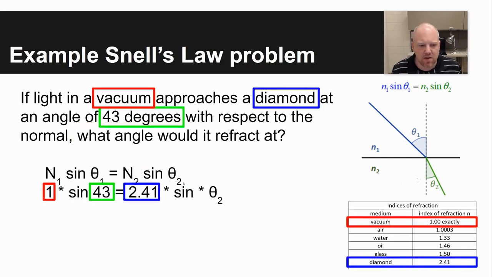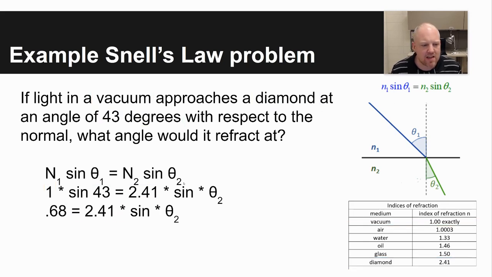To solve this problem, I've identified in this slide, so pause if you need to, all the different information that you're given in this problem, where it was in the problem, and how I plugged it into this equation. When I try to solve this, the first thing I'm going to do is type in a calculator 1 times sine 43. Make sure your calculator's in degrees, and I come up with 0.68 is equal to 2.41 times sine theta 2.